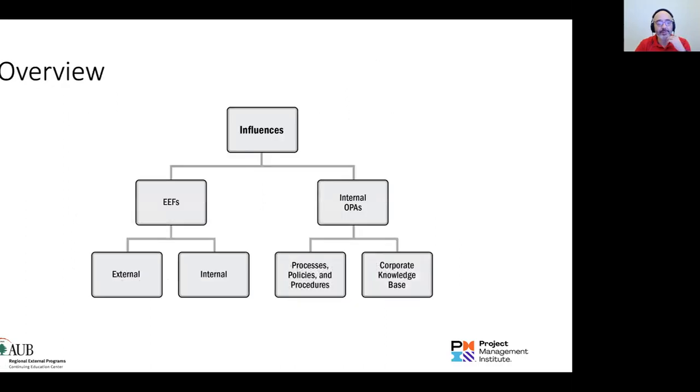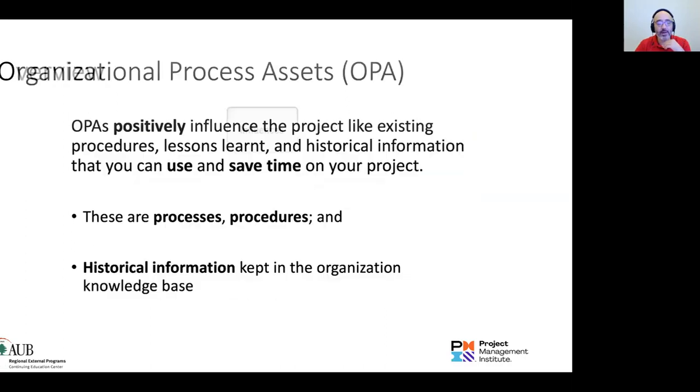Let's start with the OPAs, organizational process assets. The OPAs are positive things, that's why they're called assets, okay? And they are internal. The EEFs are internal and external, but the OPAs are only internal and they are positive influences that will impact your project, like having procedures in place to follow, like using lessons learned, having a knowledge base, having historical information you can refer to and use to save time and to execute the project.